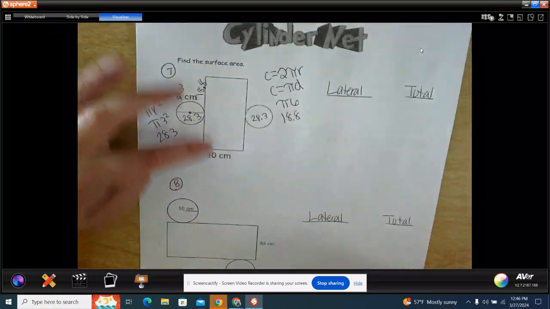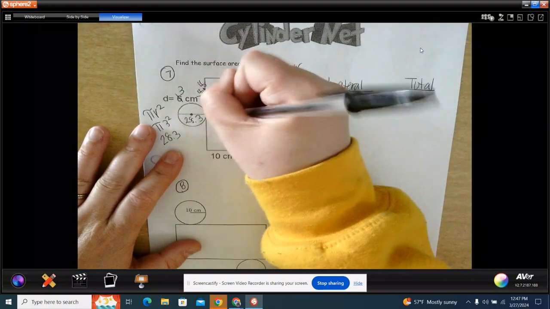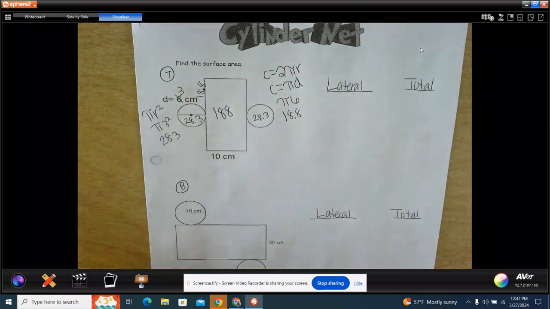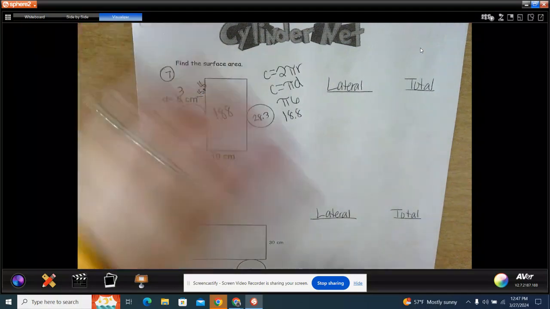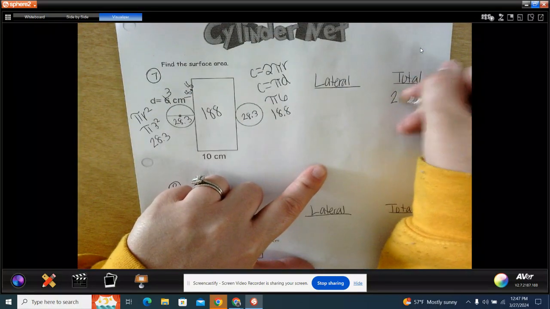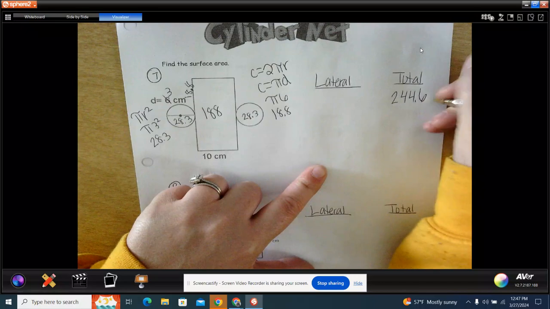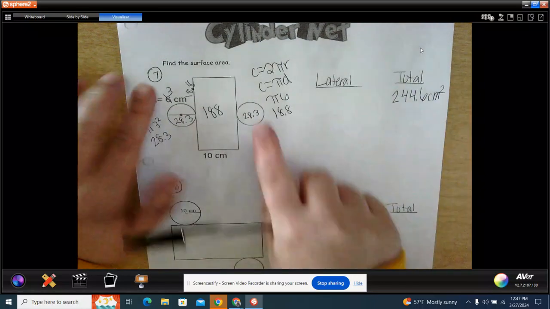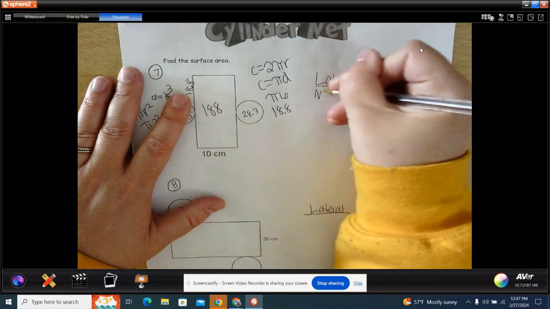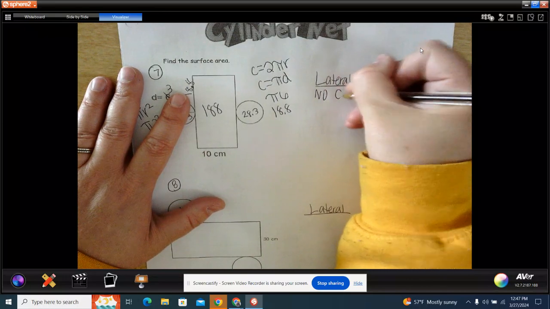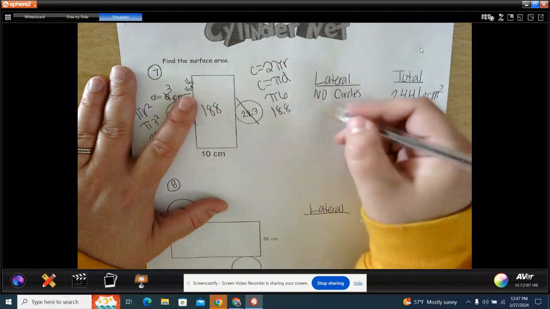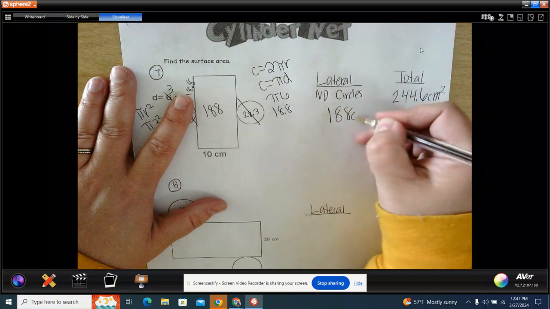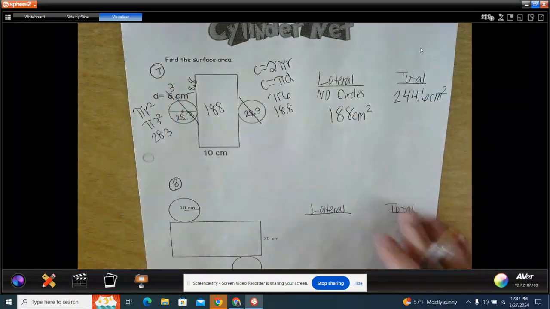Now I need to multiply to find the area, which is 188 total. So we're done with the shape. Now we're going to add everything up, which is 244.6. And then our lateral is everything. This time it's going to be no circles. So none of those. So it's just going to be 188 centimeters squared.